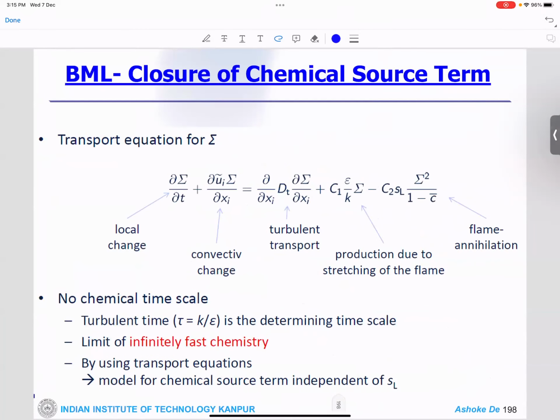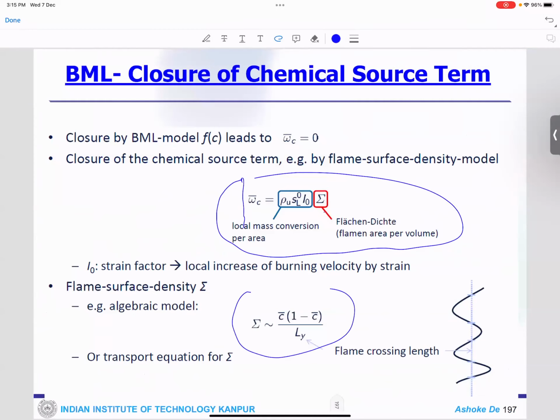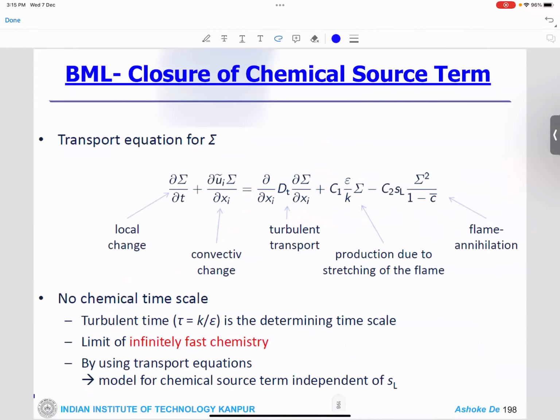Now the question is, how do I get that flame surface density? Obviously this correlation shows how you can do that algebraically, or you can solve the transport equation for flame surface density, as shown here. And once you do that, the underlying turbulent equations which are solved, including the turbulent transport, would be important. Then you can use them to close that particular source term.